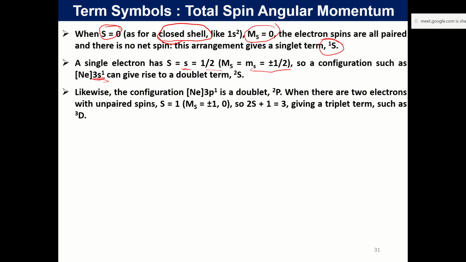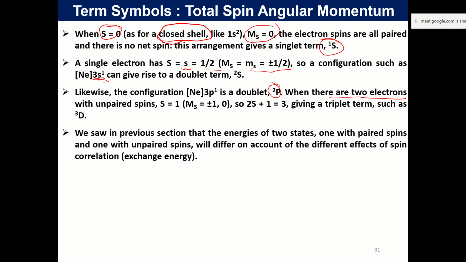If it is a doublet, then we will write 2P, capital P with a superscript 2. There are 2 different ways. This means there are 2 different ways in which spins can be arranged, right? So we write it as 2. So case to case basis you will have this kind of situation arising.